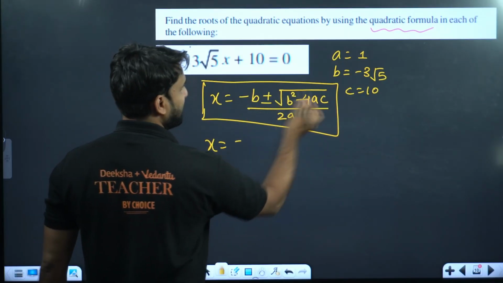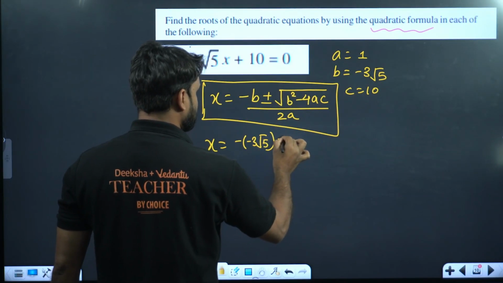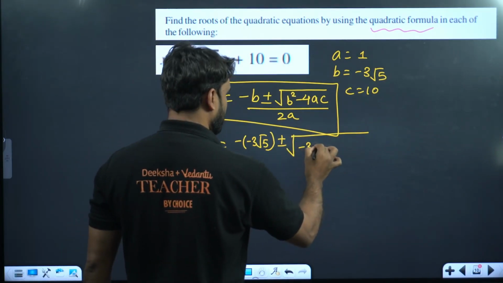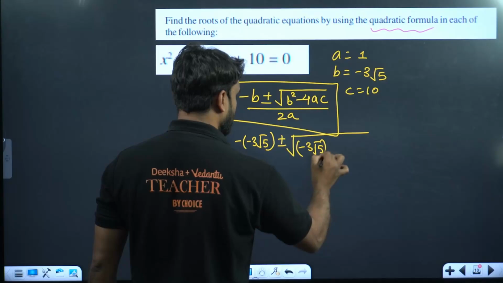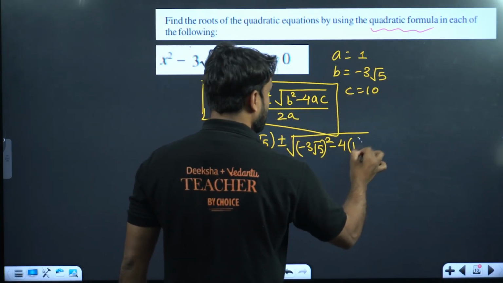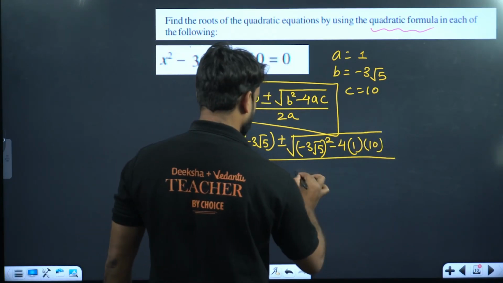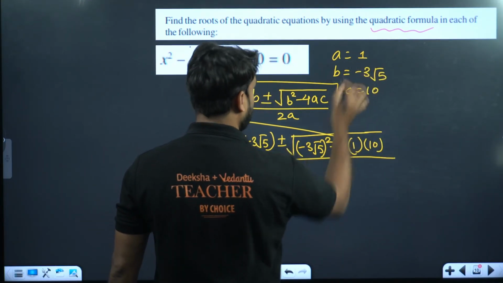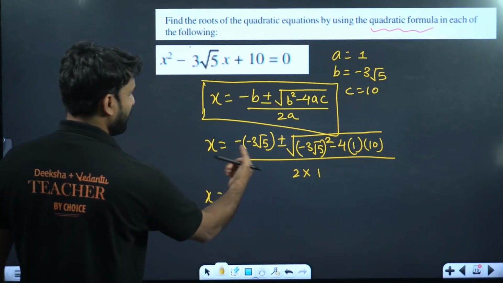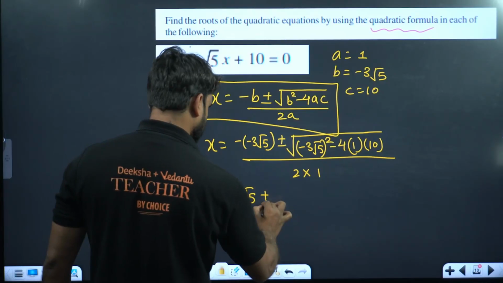So minus b, and this is minus 3 root 5, plus minus under root b square. Under root b square means minus 3 root 5 whole square minus 4ac. Where is a? a is 1. And where is c? c is equal to 10. 4ac divided by 2a, 2 into a. Where is a? a is 1. Solve this. So x will be equal to minus of minus 3 root 5, which will be 3 root 5, and this is plus minus.